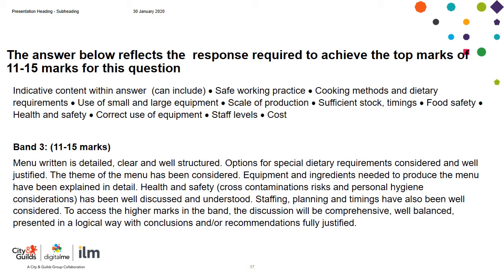And the content really is looking at what the examiner will be looking at to justify those higher marks. And this example below is giving you the idea of what the examiner will be looking for: that the menu is detailed, it's written clearly, it's structured, and options for special dietary requirements have been considered. The theme of the menu has been considered. Equipment and ingredients needed to produce the menu have been explained in detail. Health and safety has been considered and discussed. Again, the use of command verbs is coming within the answer here. Staffing, the bigger picture, staffing, planning and timings have also been considered.